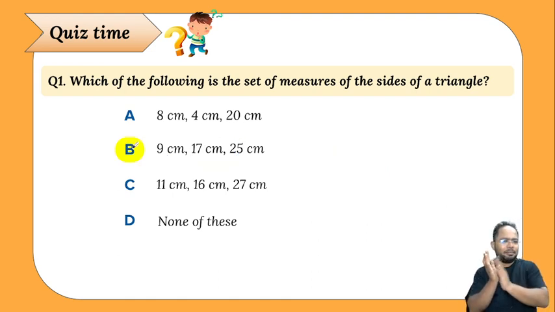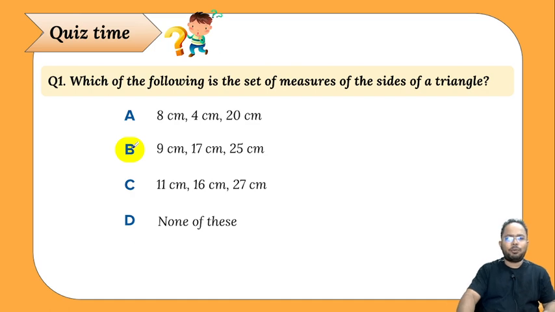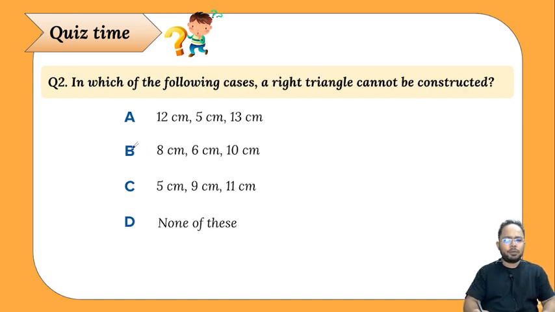So very well done, my lovely students. Let's go for the second one. In which of the following cases a right triangle cannot be constructed? कह रहा है कौन सा केस ऐसा है जहां राइट ट्रायंगल नहीं बन सकता है?